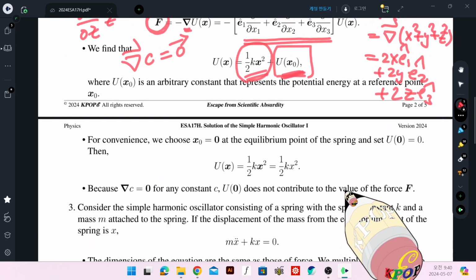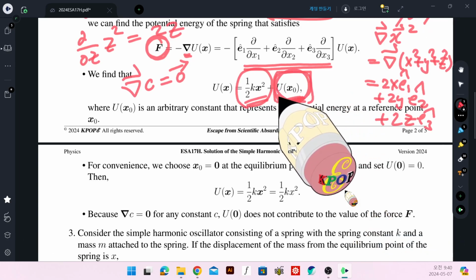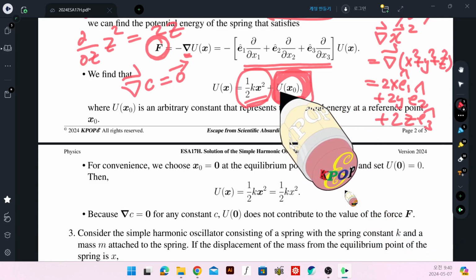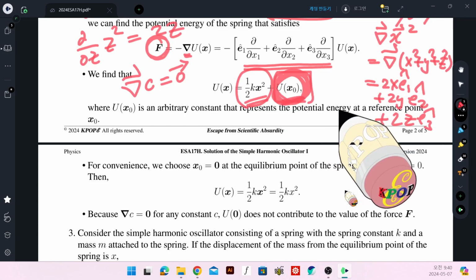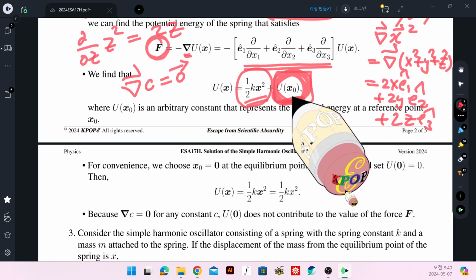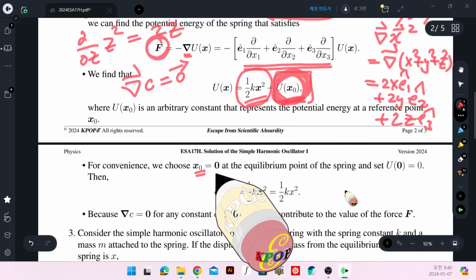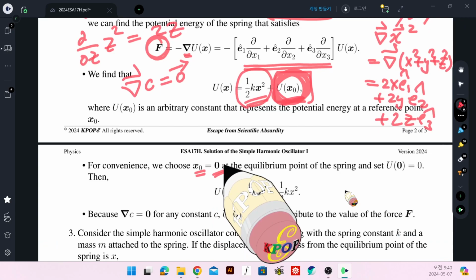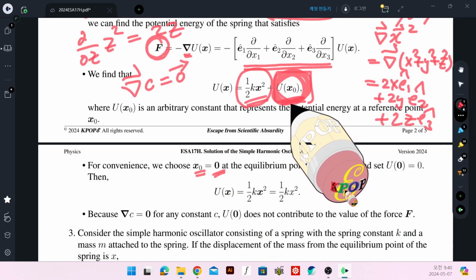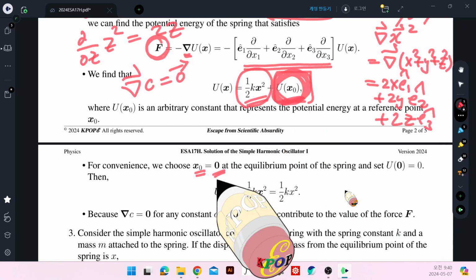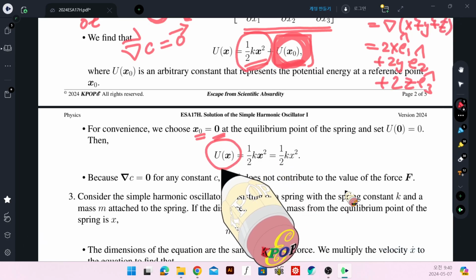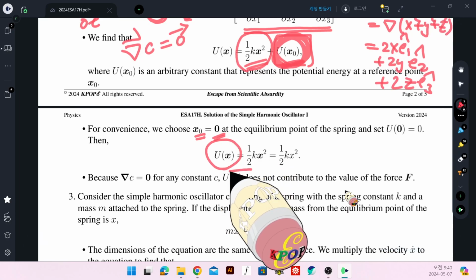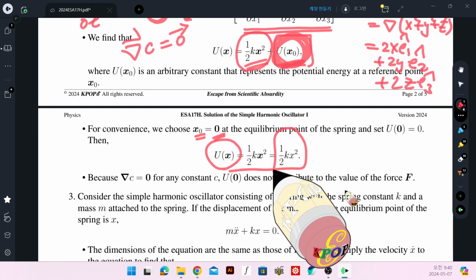Because this arbitrary constant does not contribute to the force, we can always choose the simplest case. That means the reference point x0 can be chosen to be the equilibrium position, and the value of the potential energy at that reference point to be 0. Then the potential energy of the spring force is greatly simplified as 1/2 kx squared.